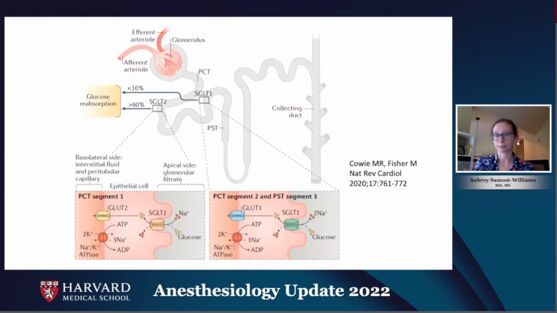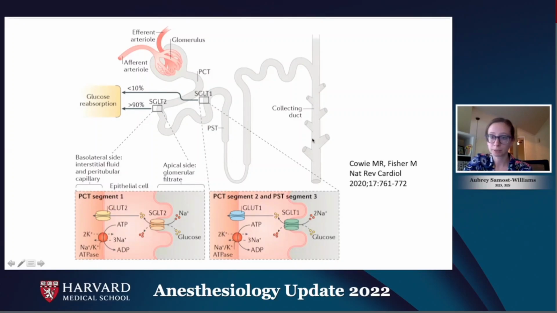So they work in the kidney at the level of the proximal convoluted tubule, right? This is your sodium glucose cotransporter 2, or SGLT2. This is where about 90% of your glucose is reabsorbed back into the bloodstream, right? It's why you don't spill glucose in your normal day-to-day life into your urine. It's because of this protein right here. And so if I block that protein, now you're going to dump a lot more glucose into your urine.